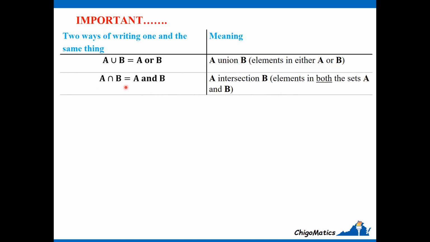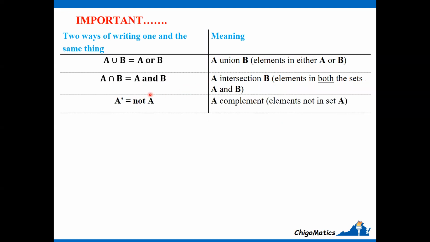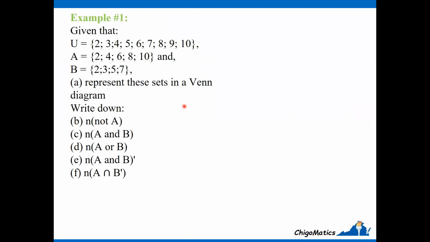Then A intersection B is also written as A and B, right? So all it means is we are saying elements in both the sets A and B, and this is important. Then A prime can also be represented as not in A. So A prime is A complement, but if one writes not A, it simply means elements not in set A. That is important.